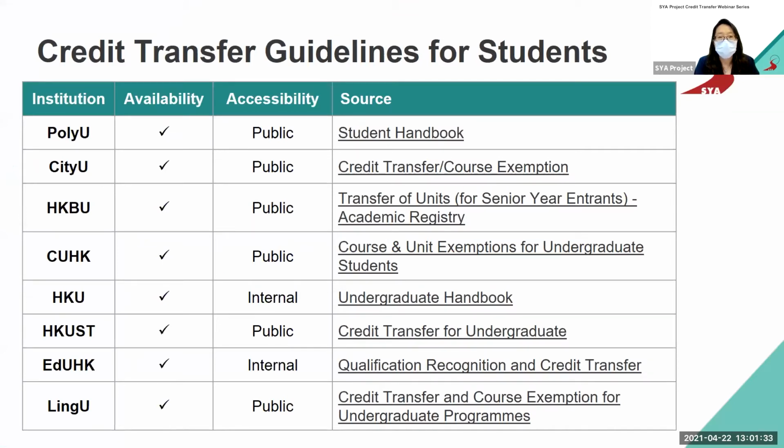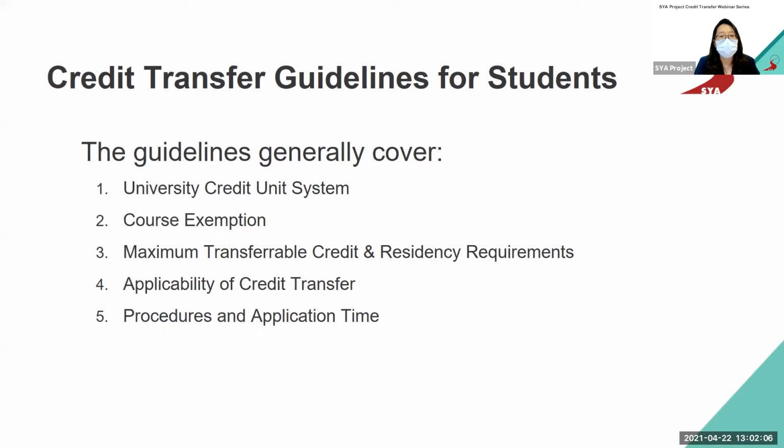Before that, I would like to give a very brief overview of the guidelines that we have right now in Hong Kong, so that we know our current situation. We will send you this PowerPoint later. Because of time, I will not go into detail about those guidelines. You can see that most of those guidelines for students can be accessed publicly. There are some only for internal use. But here is a summary of what those guidelines cover. They mainly cover the university credit unit system, course exemption, the maximum transferable credit, and some of the requirements, for example, how many credits are required to graduate, the capability of credit transfer, and also some of the procedures and the application time.